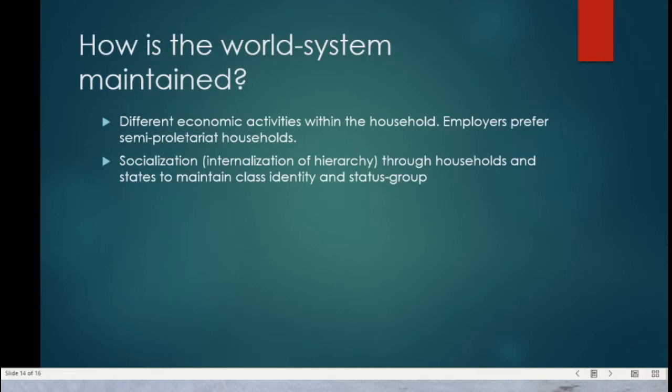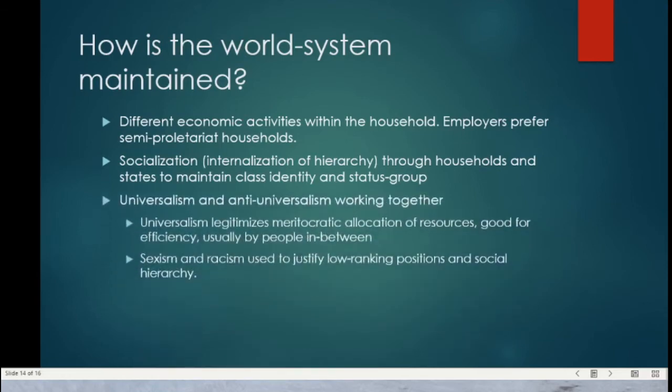So you accept that people are being paid much better in the United States than in Nepal or Malaysia or other developing countries. So people accepted that. And then Wallerstein also talks about how universalism and anti-universalism work together to legitimize the world system.